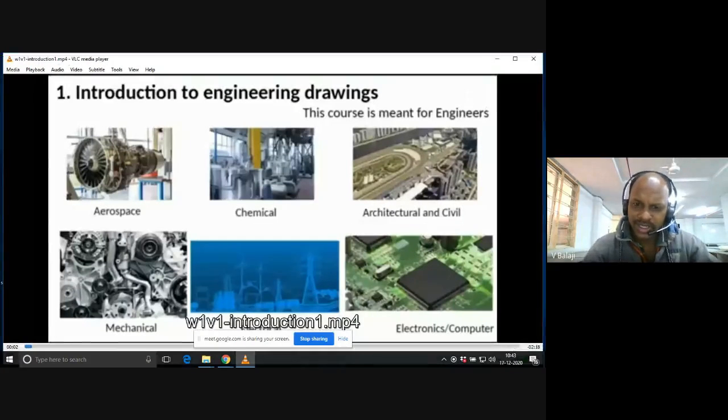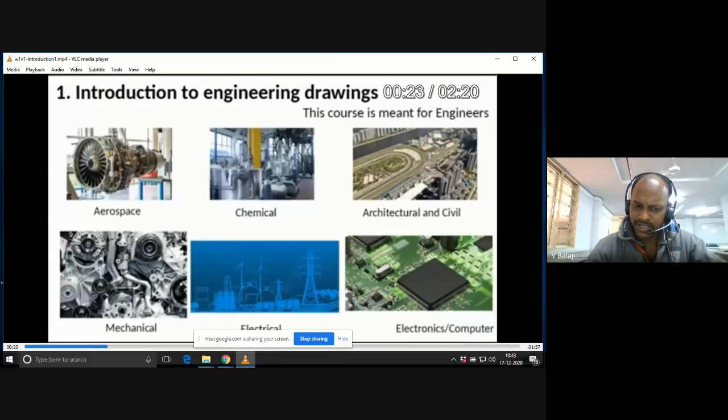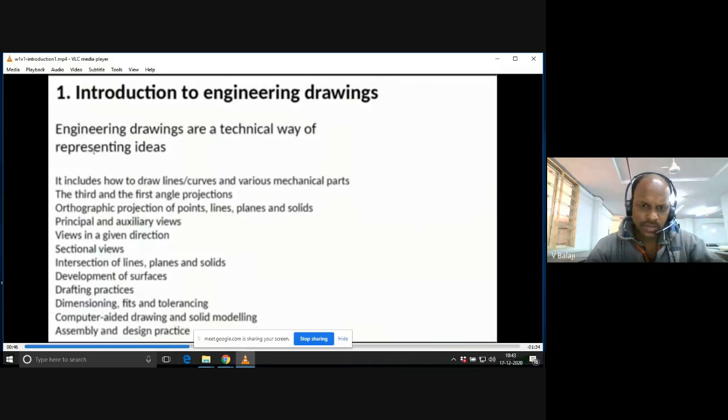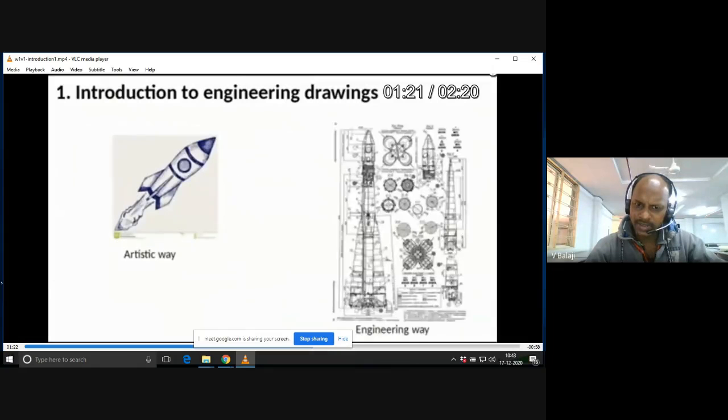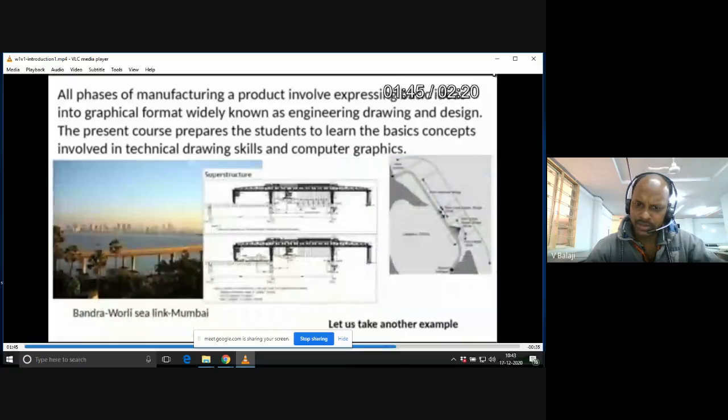Have I given you all the introduction part, the application part, right? Aerospace, chemical, architectural, civil, mechanical, electrical, electronics. So these are the application point of view. So a lot of responsibility with you. You need to generate good quality drawings, and in many applications.